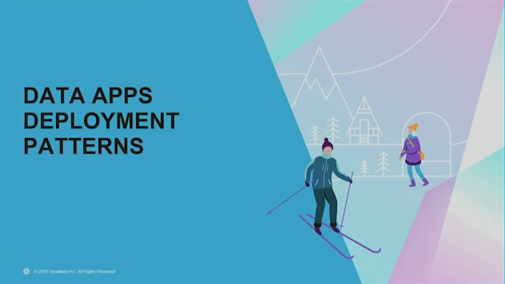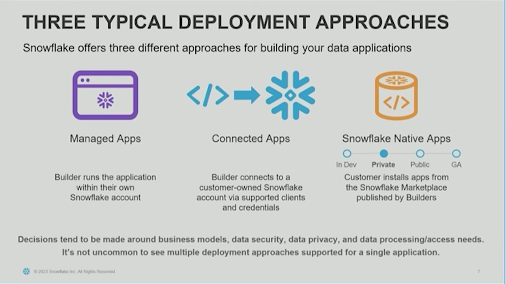I'm going to start defining what deployment patterns we have in Snowflake. The first one is called managed apps. Managed apps means it's a software as a service app. So basically you connect to an application and you might not know there is a Snowflake running behind the scene. The app provider, the one who builds the app, owns and manages the underlying Snowflake accounts. In connected apps, you have a Snowflake account and there is an app provider, and then you can connect that app to your Snowflake account. So you as an app consumer, you own and you pay the costs for that underlying Snowflake account.